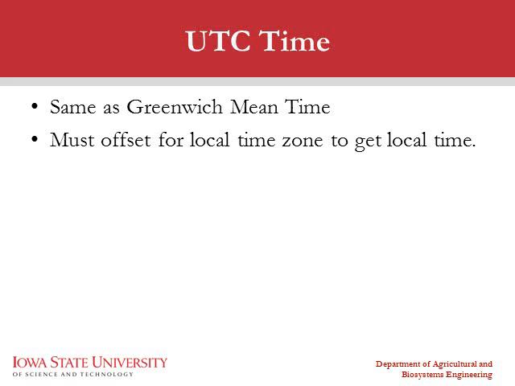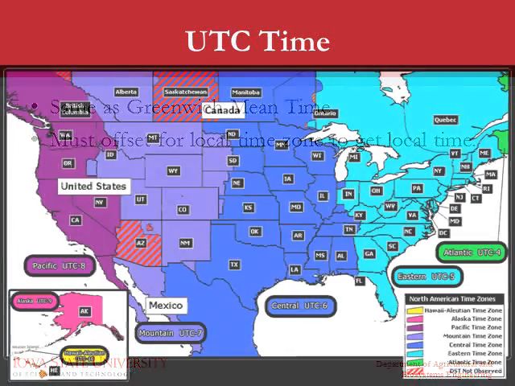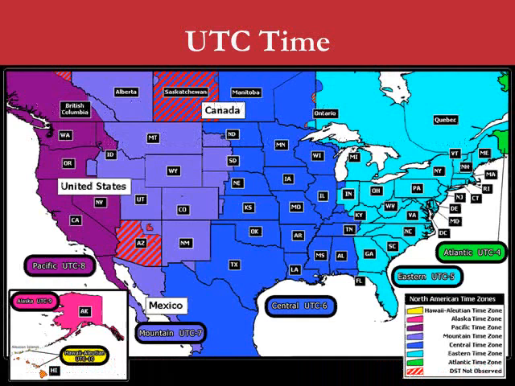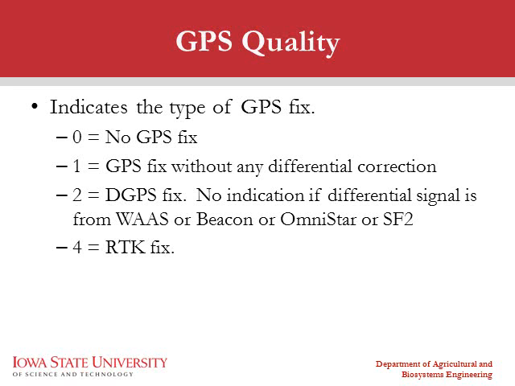The UTC time that's provided is actually the time at Greenwich Mean Time in England. It must be offset for a local time zone to get a local time. In this case, here in the central Midwest, we're a 6-hour differential from what the UTC time actually is. The GPS quality indicator, which is part of many NMEA strings, indicates the type of GPS fix we have. 0 being no GPS fix, 1 being GPS fix with no differential correction, 2 being DGPS, 4 being RTK fix, and 5 being RTK float.